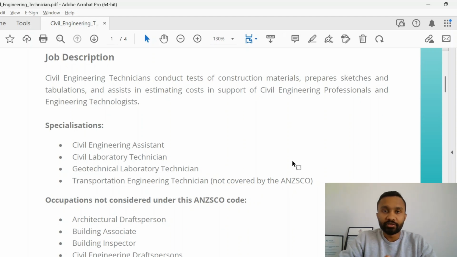Civil engineering technician is an occupation which is currently in high demand in Australia. In this video, we will discuss the requirements to obtain a positive skill assessment as a civil engineering technician. This is the first step of your skill migration process.